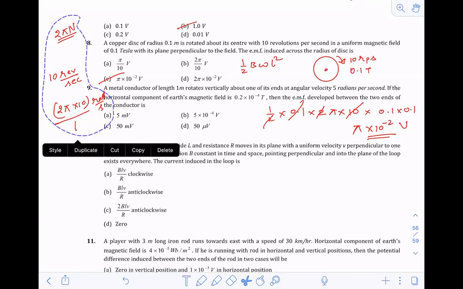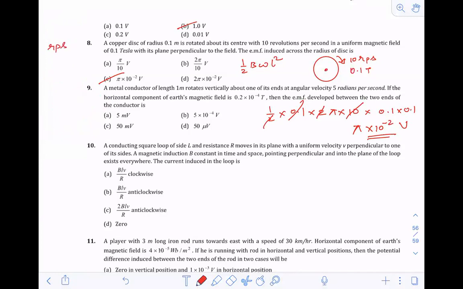Just remember one thing. If RPS is given, omega will be 2 pi n. If you have got n RPS, 2 pi n will be omega. If you have got RPM, 2 pi n by 60 will be the value of omega. Just try to remember that formula for revolutions per minute and revolutions per second.